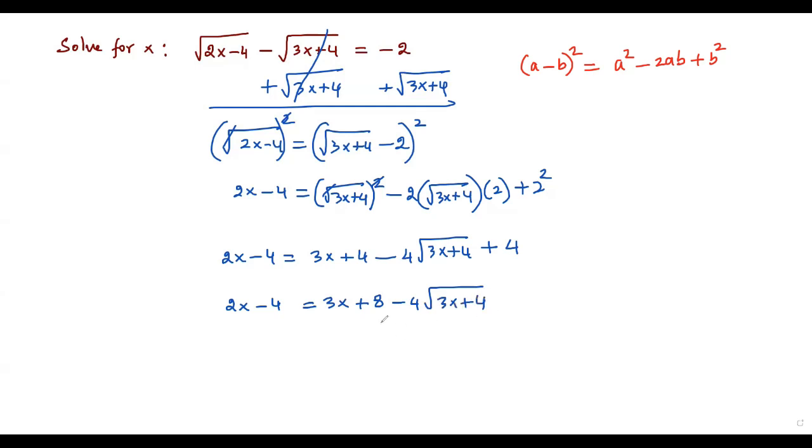Still we have a square root in the equation. So we must get rid of this square root also, so that we'll be able to solve for x.